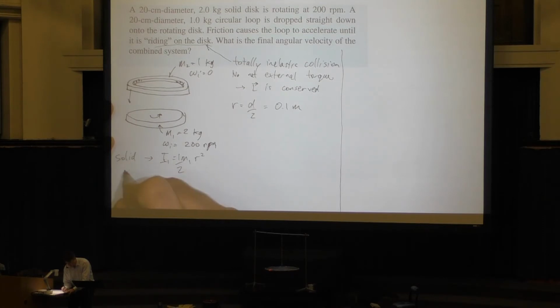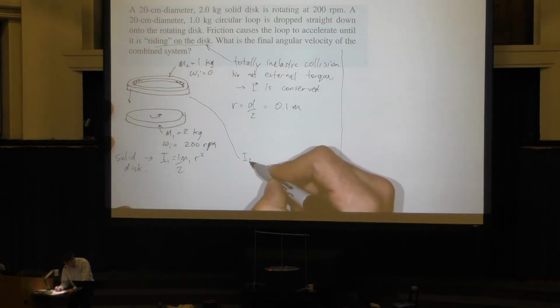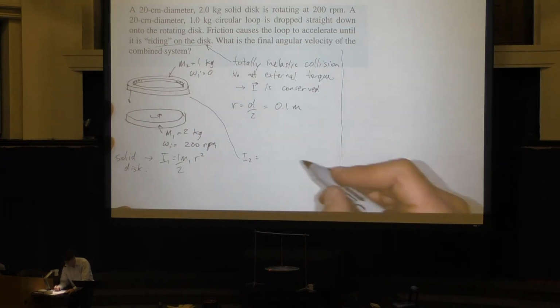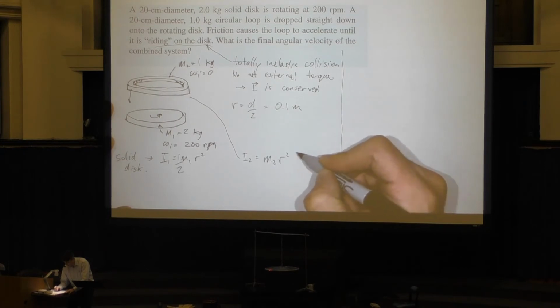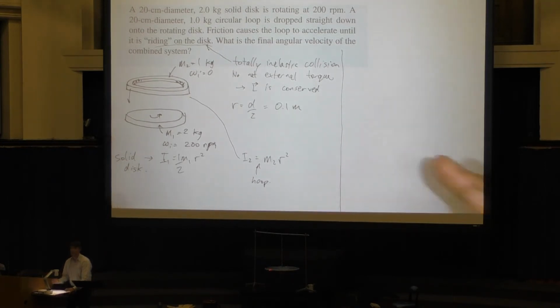And that would be something that you're given. And then I2 is equal to just M2 times R squared, because that's a hoop. The hoop is the one that's most like a particle, so it doesn't have a fraction out in front of it, because almost all the mass is just concentrated at a distance r.